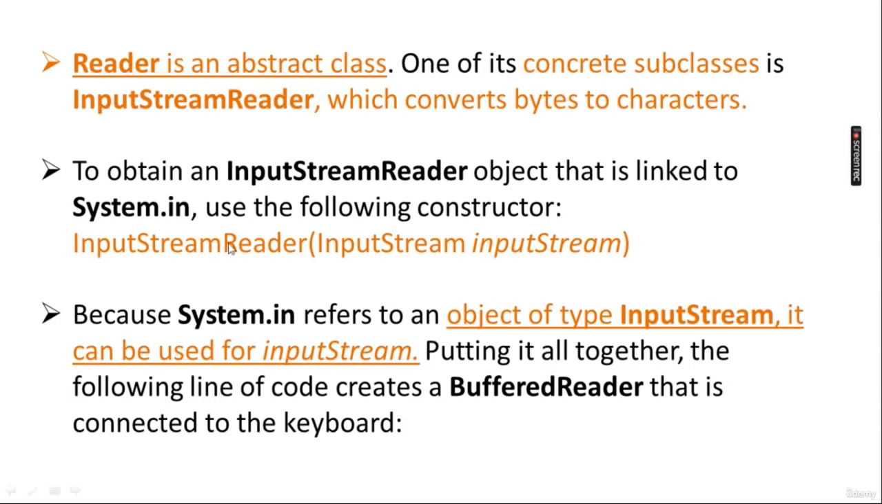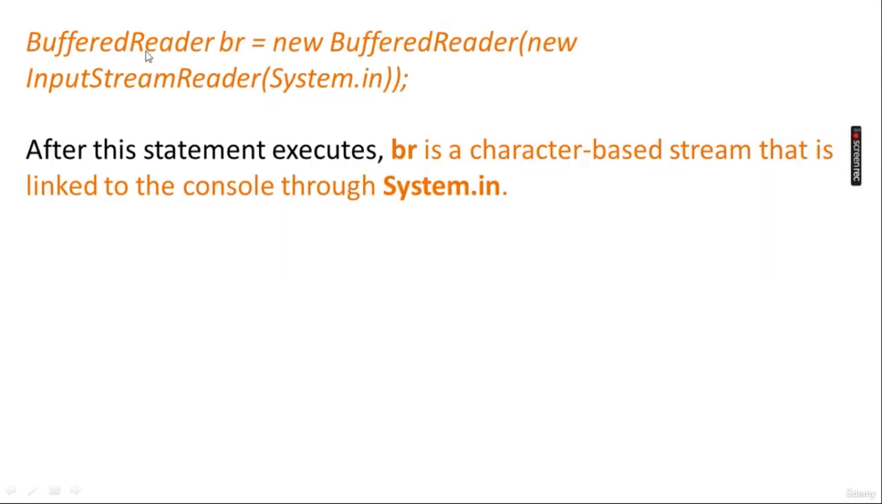And this is the constructor for InputStreamReader. New InputStreamReader will create the object of InputStreamReader, and in brackets we will specify the input stream, that is System.in. Okay. So BufferedReader br equals new BufferedReader(new InputStreamReader(System.in)). You can memorize this line as well, or you can learn it too. After this statement is executed, br is a character-based stream that is linked to the console through System.in. Whatever input is given to the console through System.in will be converted to a character-based stream using this line. Okay. You have to remember this.